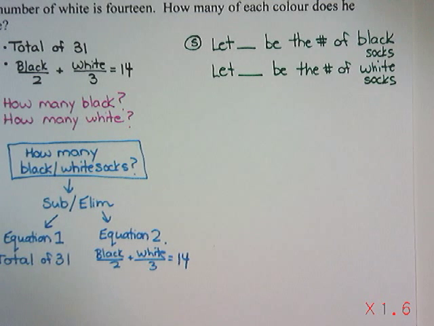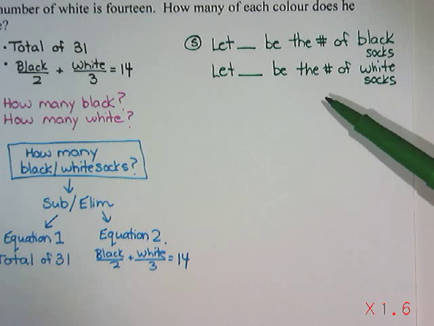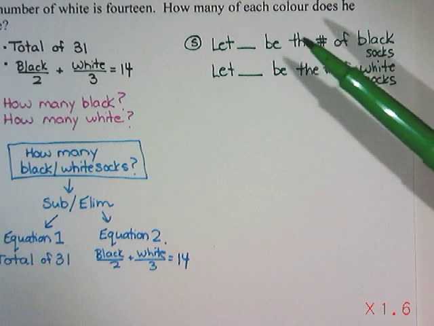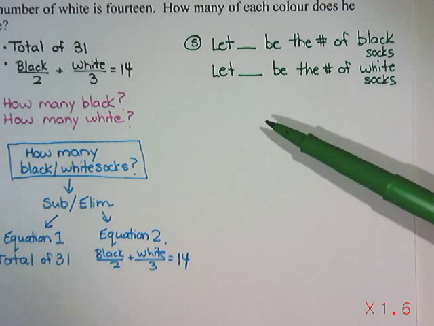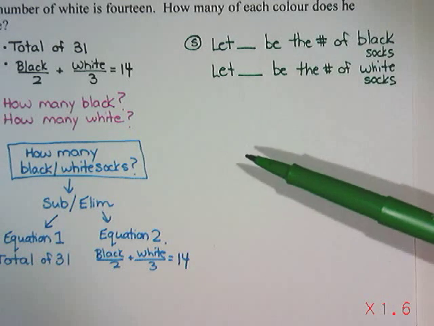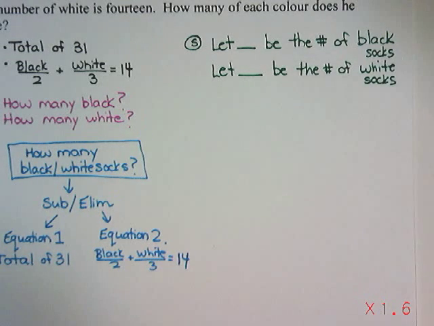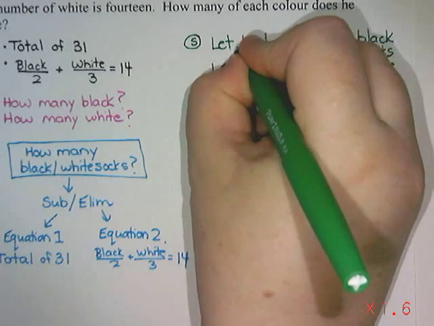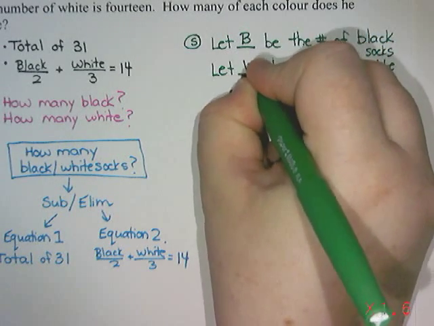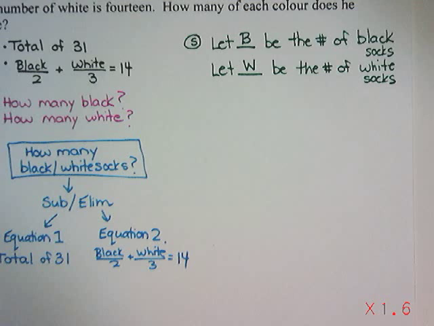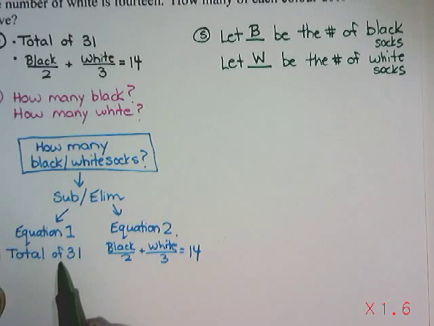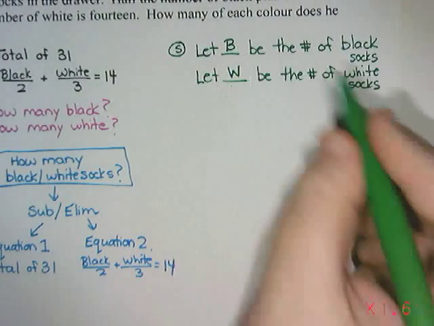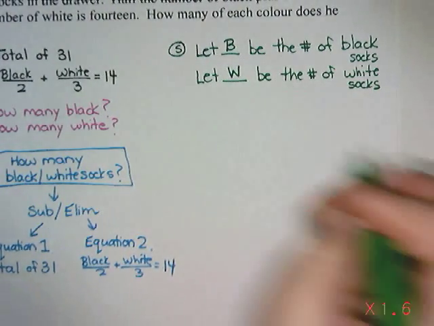So what I'm going to do is let one letter be the number of black socks and let one letter be the number of white socks. So I could do B for black and W for white. We could do X and Y if you like, or really any letter combination you like. I think I'm going to do B for black and W for white. So there were two pieces of information given in the question. One of them is that there's a total of 31. So I'm going to say that the number of black plus the number of white equals 31.